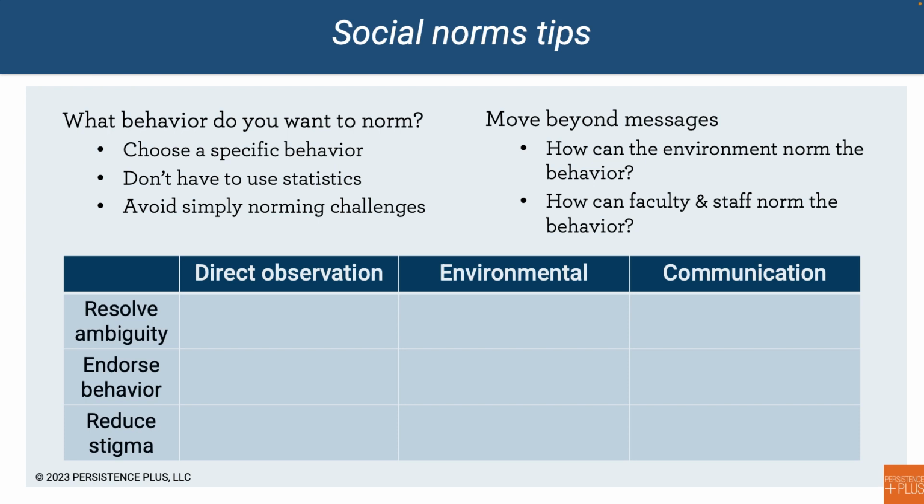I always tell people you don't have to have statistics in your norms. A lot of the norms we showed you through Persistence Plus just said a lot of students do this. Sometimes people get really fixated on, like, well, I'll have to do a survey and find out the number of students who do it so we can say the exact percentage. If you have that knowledge, great, use it. But it's not necessary that every norm be tied to a very specific statistic. And I often advise people to really focus on norming solutions, not necessarily challenges.